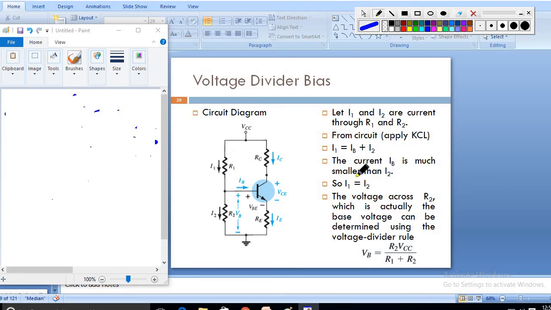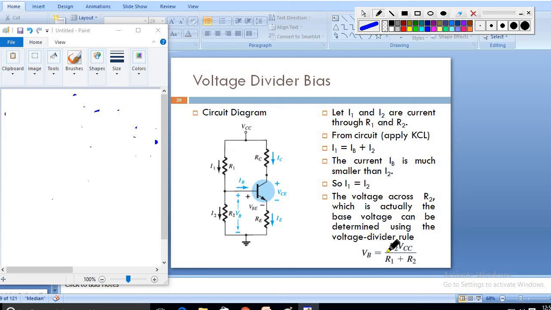The current IB is much smaller than I2. So I1 is equal to what exactly? If IB is very small, I need to neglect this IB. So for that reason, I1 is equal to I2. Now, using the voltage divider rule, I need to identify the voltage across R2. So I need to know the voltage across this R2 resistor. For that, the voltage can be determined using the voltage divider rule.